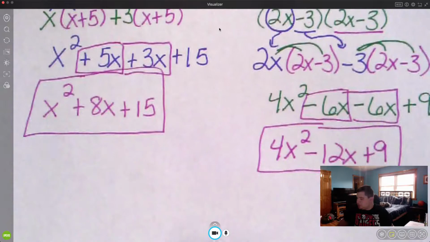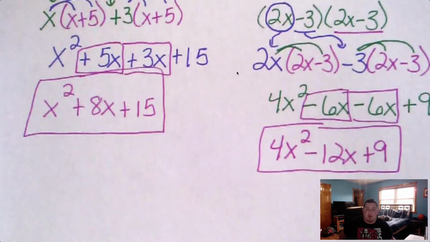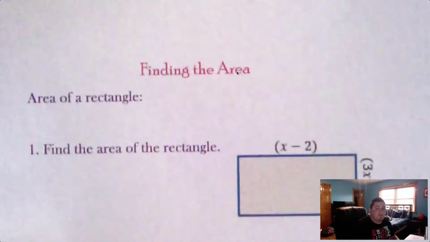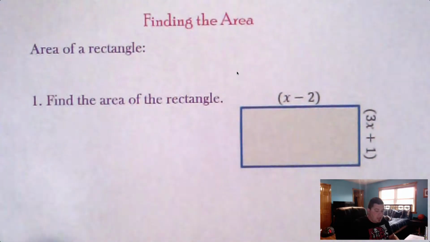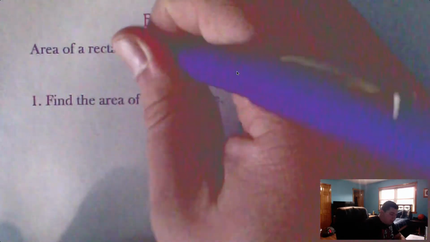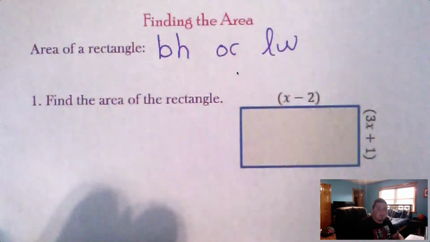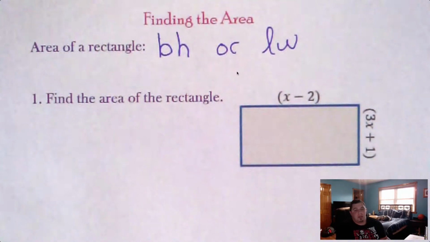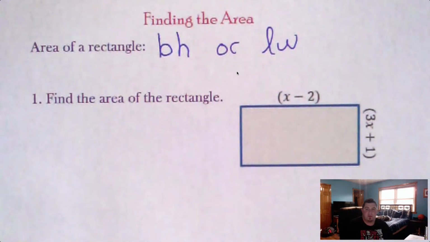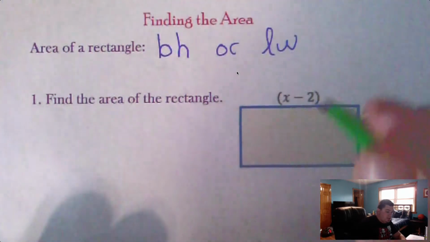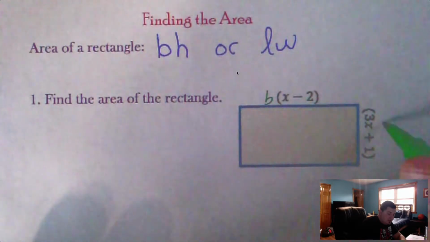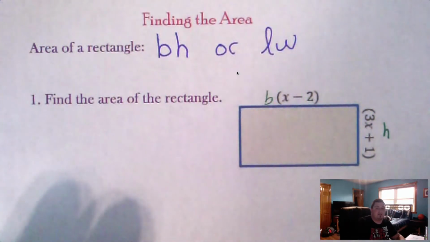All right. So now we're going to do one other application type of problem, which is finding the area. Area of a rectangle is base times height, or as other people say, length times width. However you want to think about it is up to you. But the main thing is we're multiplying the two sides. In this problem, it is no different than example 1 or example 2 above this one that we just did. It is going to be saying this is the base, this is the height, and we're going to take those two sides and multiply them.